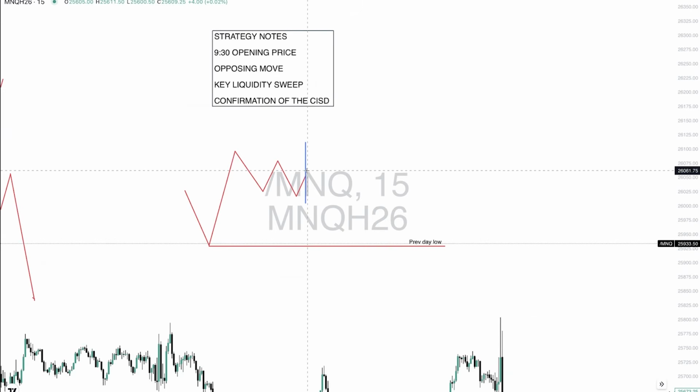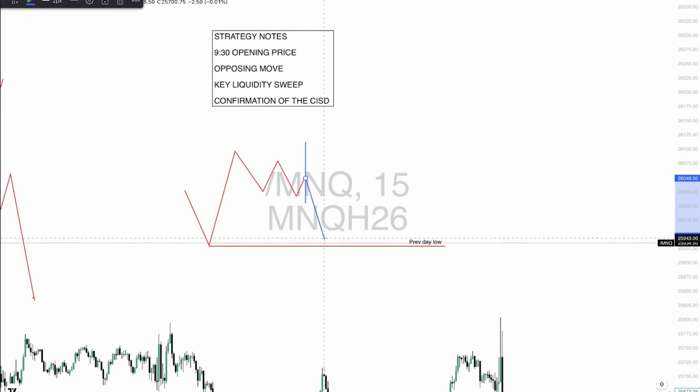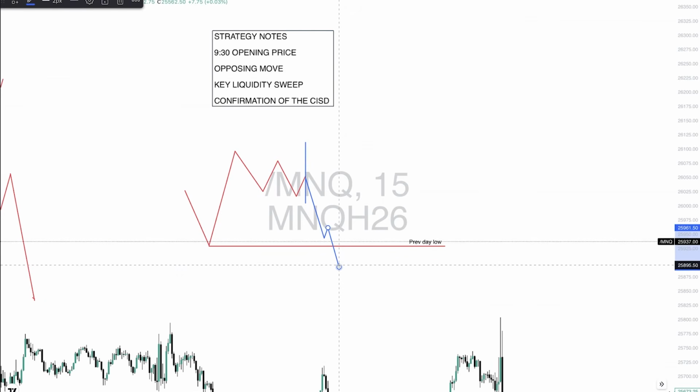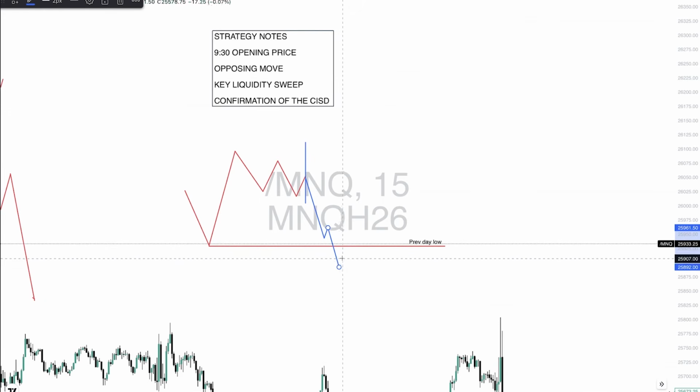So for example, if we have a bullish bias, we're going to go ahead and mark out our previous day's lows, our previous 3 days lows, and our previous session lows, because we're going to want to see that opposing move from 9:30 trade into one of those key liquidity points. And here price trades into that previous day's low, right? And all we're doing is waiting for that confirmation of the change in the state of delivery, which is going to be that bullish market structure shift towards the true intended direction of price.